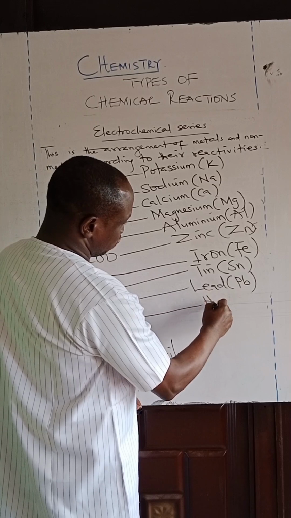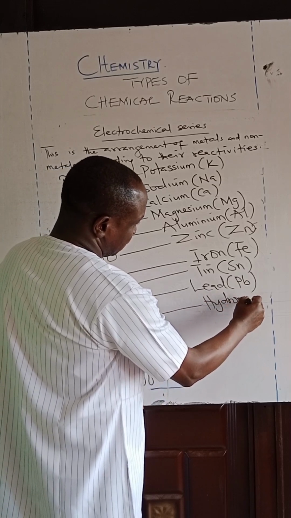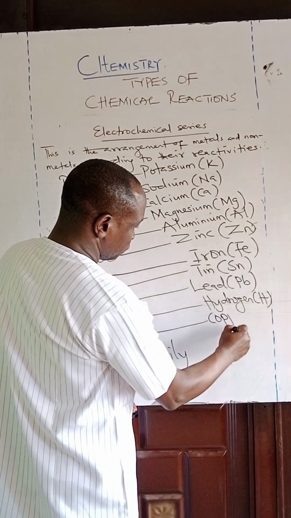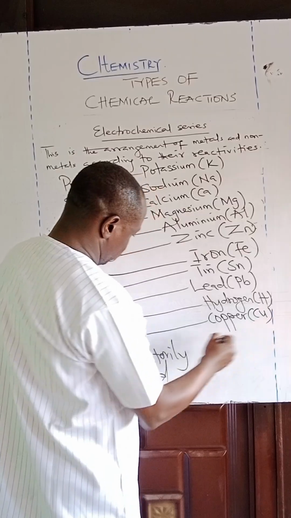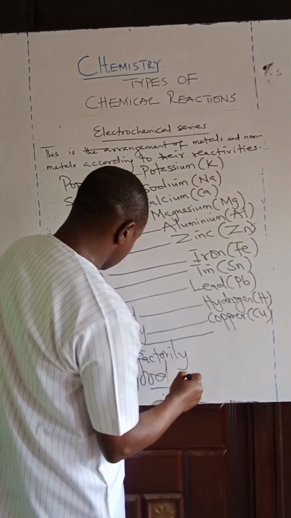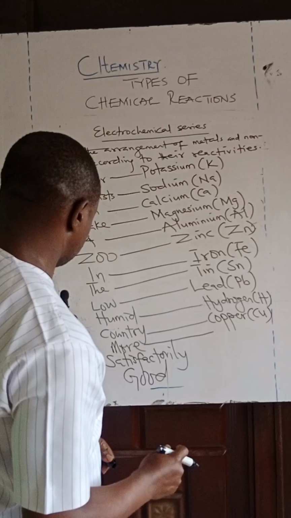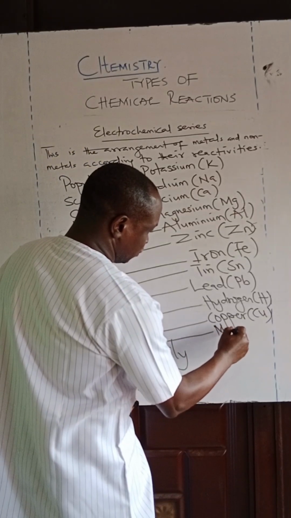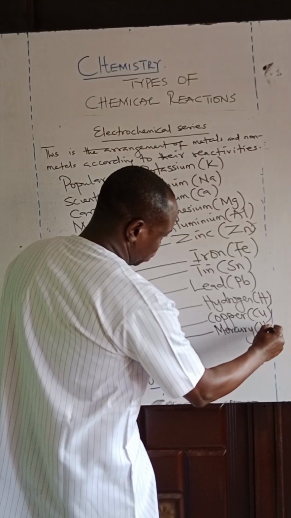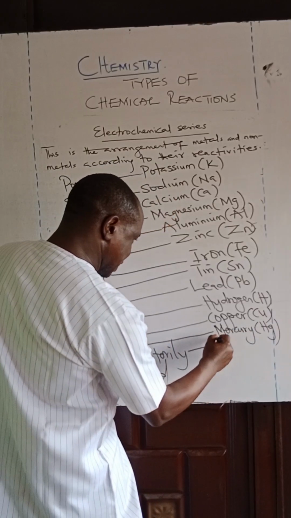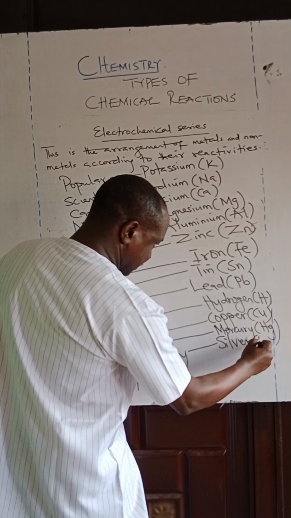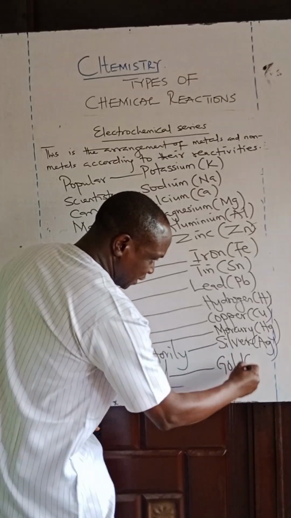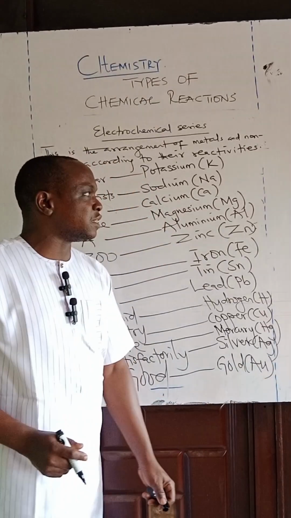This one means hydrogen, that is H. This one means copper, that is Cu. This will be mercury, that is Hg. This one means silver, that is Ag. While finally this one means gold, that is Au.